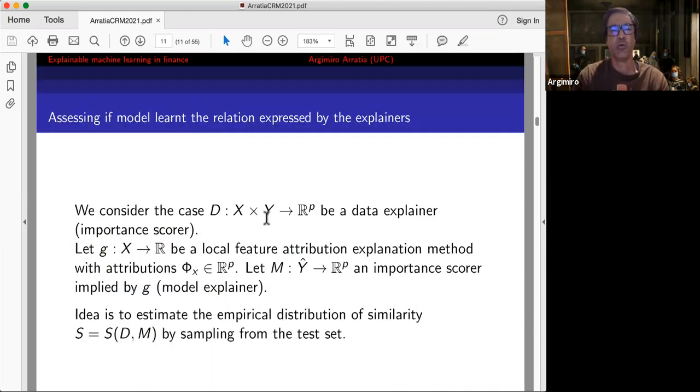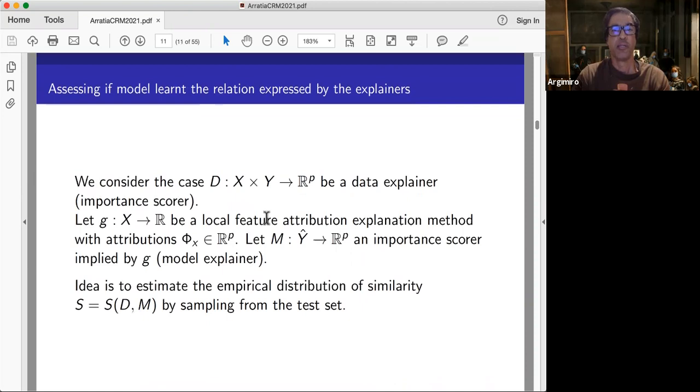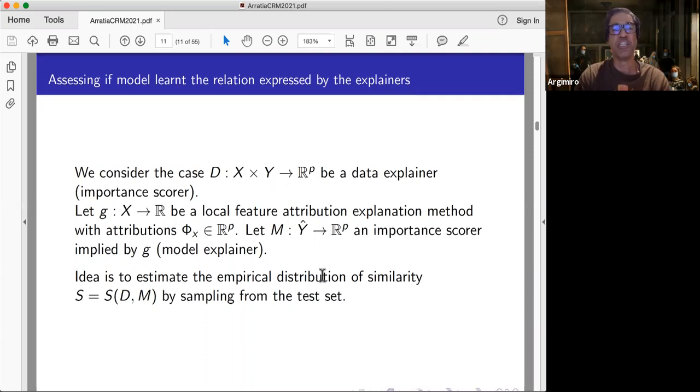Okay, so I guess this is what I just explained to you. I already explained this, and I have this slide prepared anyway. My idea is to estimate the empirical distribution of the similarity by sampling from the test sets, all right? So, to summarize what I just said.